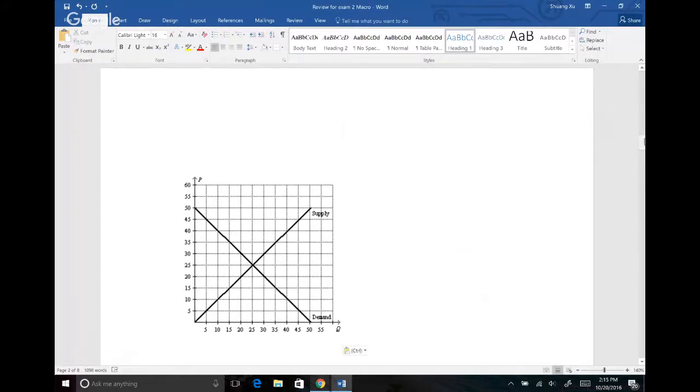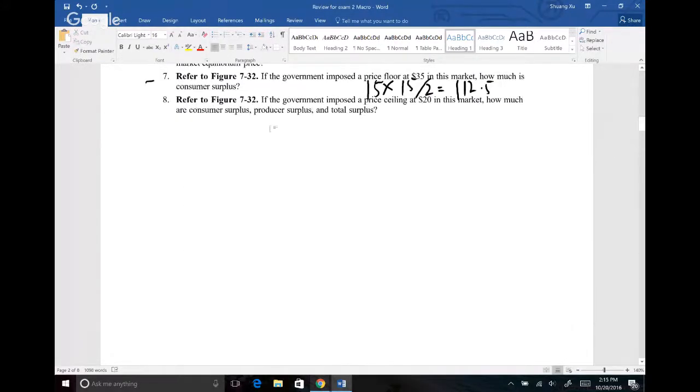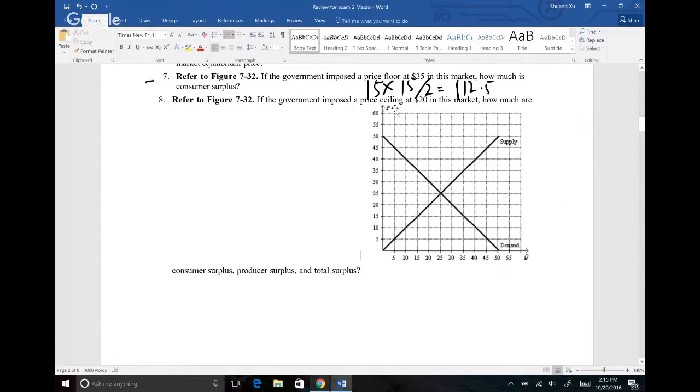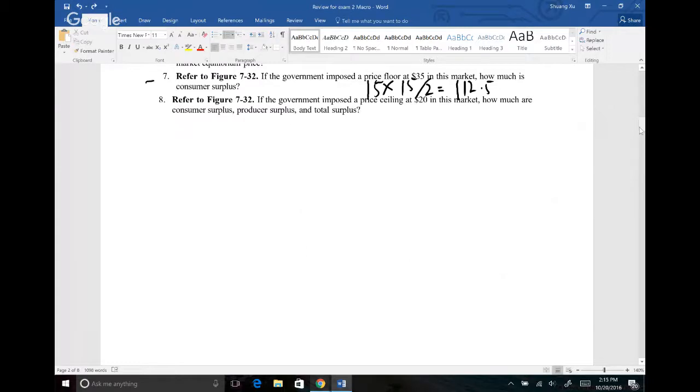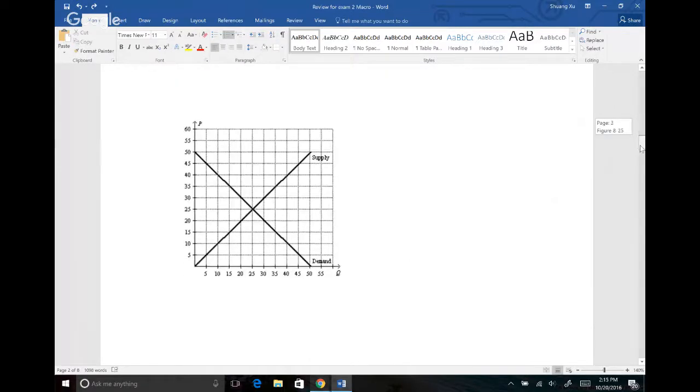All right, perfect. Okay, so if the government imposes a price here, I need more room to work with. All right, let me just work over here then. So if the government imposes a price ceiling of $20, so this is the price ceiling, this will be the new price for the market.